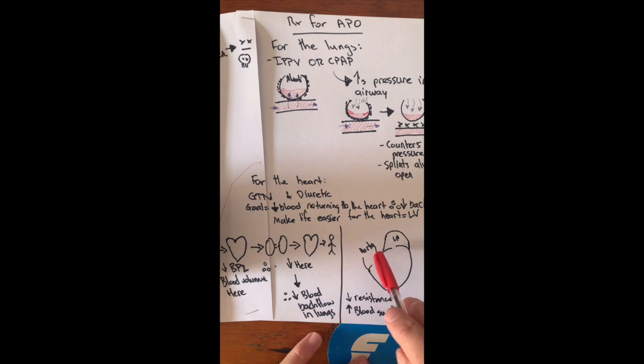And GTN is a vasodilator of the coronary artery system. Therefore, there's increased blood supply to that muscle, so the muscle here gets more nutrients. And that's how we treat APO.